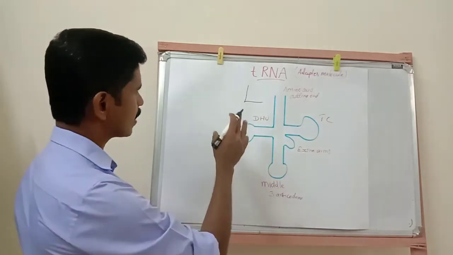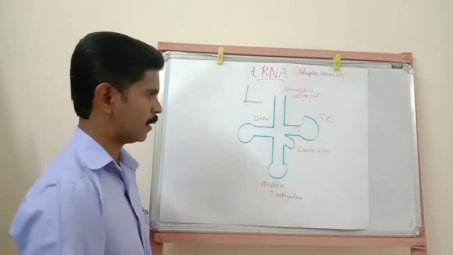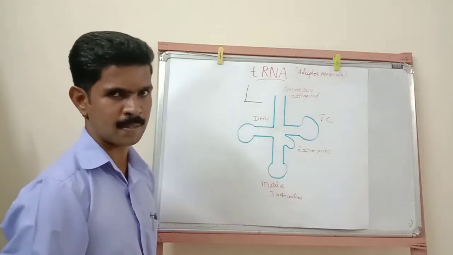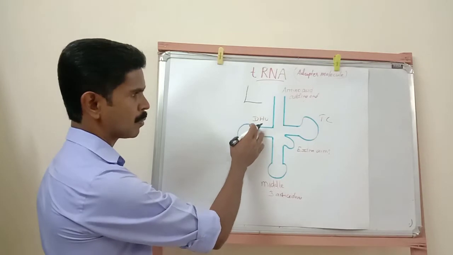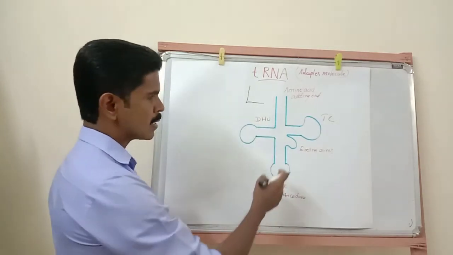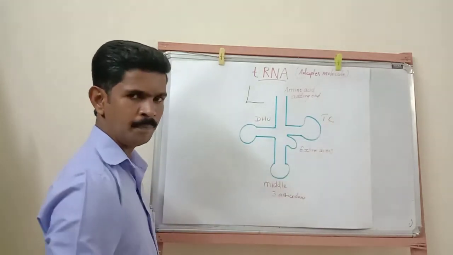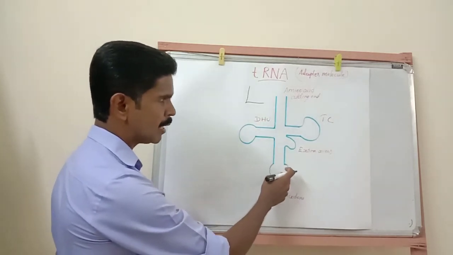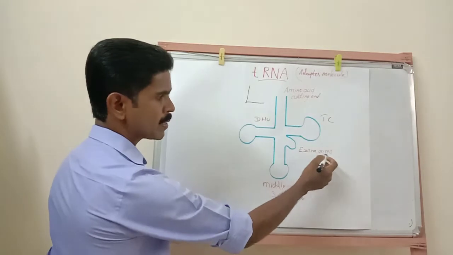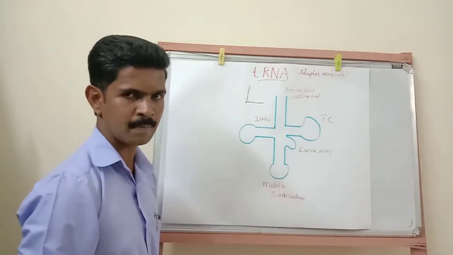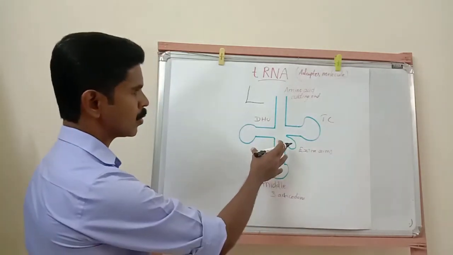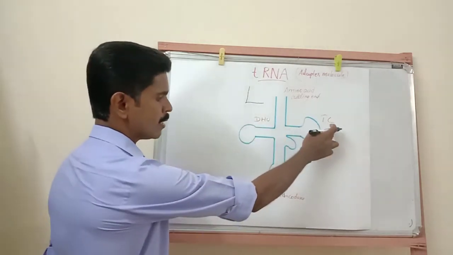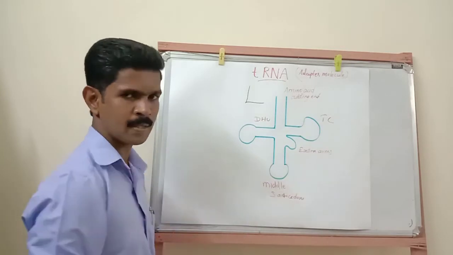Understand? So now I said 3 important points. Then this tRNA molecule has 4 arms. The first arm is called the DHU arm, the second arm is the TC arm, the third arm is called the middle arm, and in between the middle arm and the TC arm, one more arm is there, called the extra arm. So the tRNA molecule has 4 arms: DHU arm, TC arm, middle arm, and extra arm.